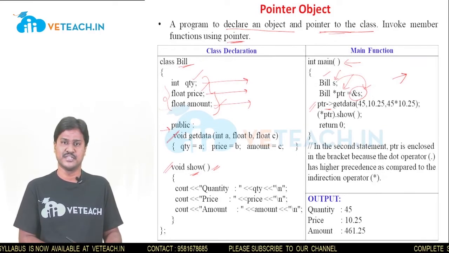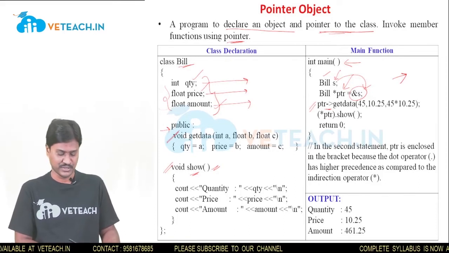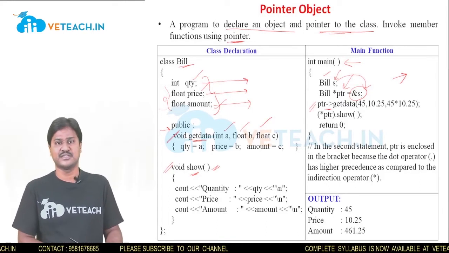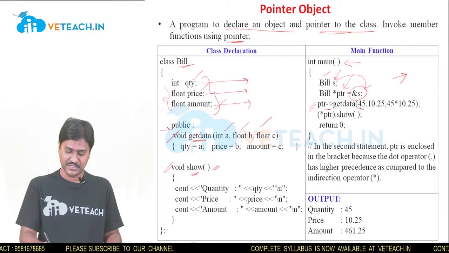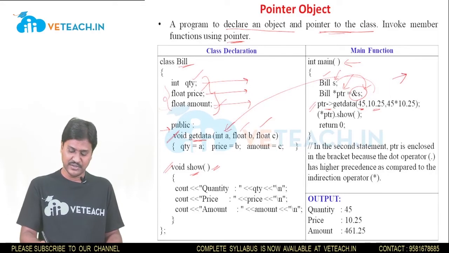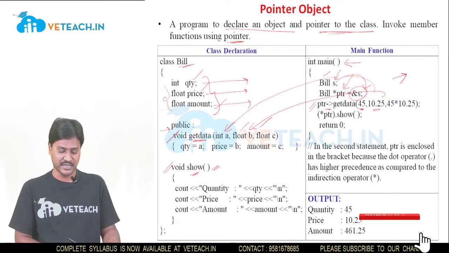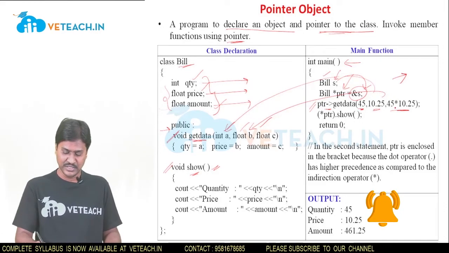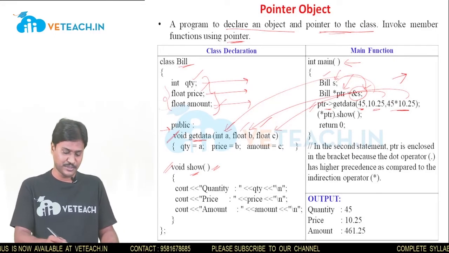By calling the member function name, the function is invoked at the point where it is called using the pointer object. To call getdata, we need to pass three values. The first parameter is of integer type and the other two parameters are of float type. So I have given the first value as the integer 45, which is loaded into A, and the second is the float value 10.25, loaded into the second parameter B. The next one is 45 into 10.25, which is stored in the float C. Why? Because the third variable is the amount.